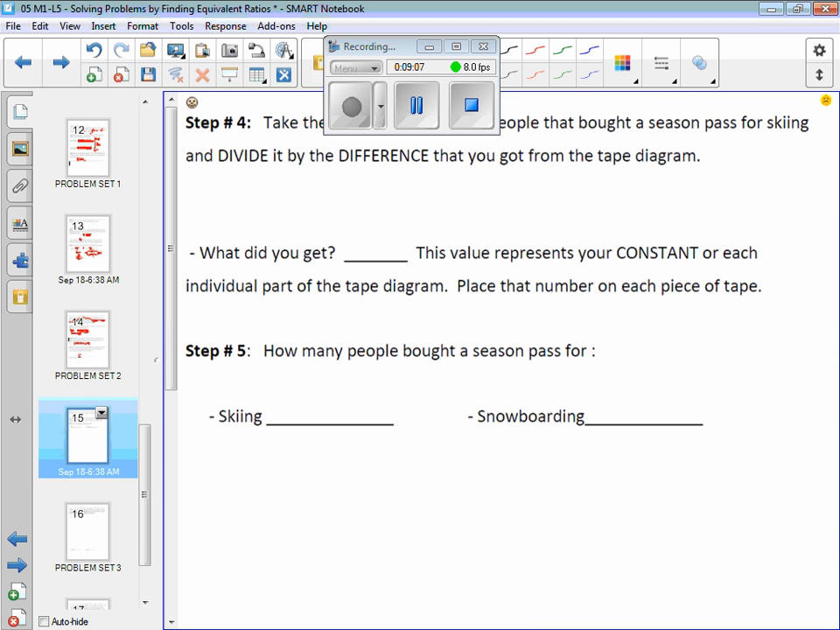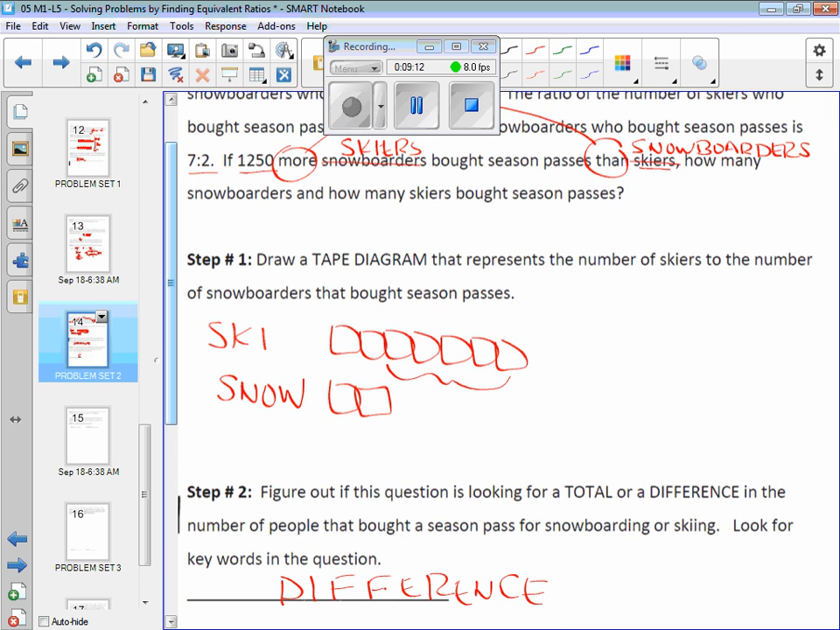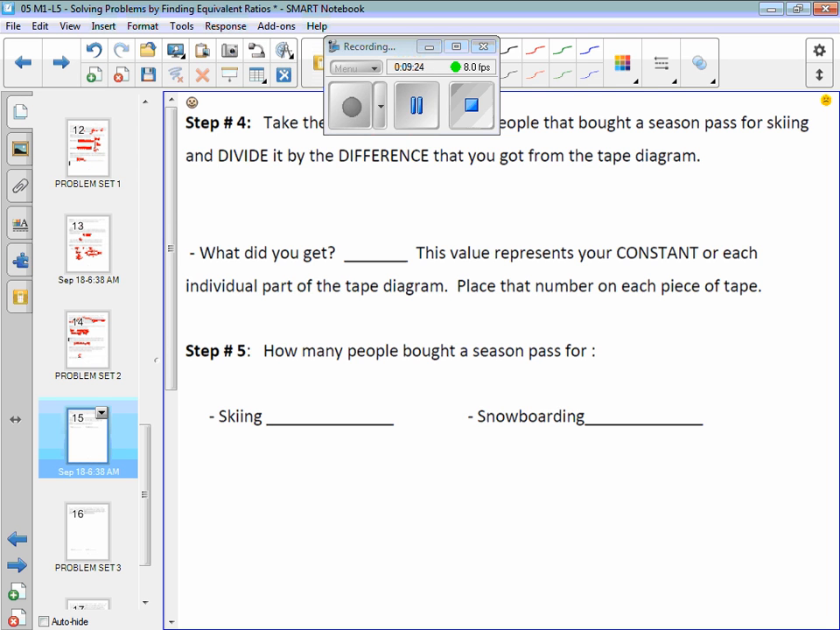Okay. My difference in boxes is 5, going back just to show you what that 5 represents. These 5 boxes are representing 1,250 skiers. So you've got to divvy up 1,250 by 5, which is your division. That's what they want you to do here. 5 into 1,250. And if you do it, what do you get? 250. That's your constant. That's your magic number.